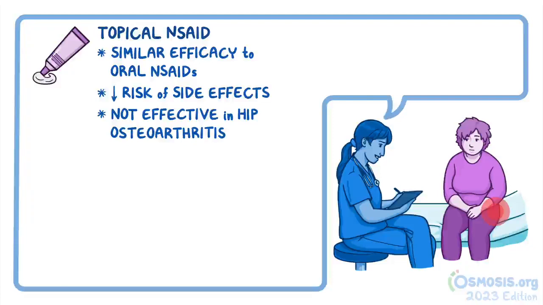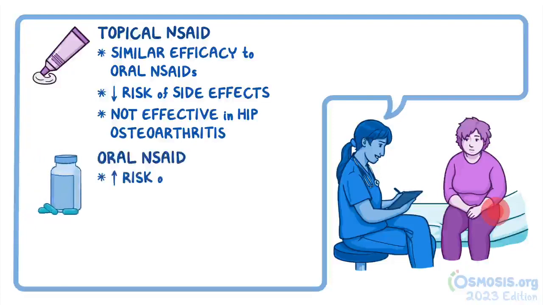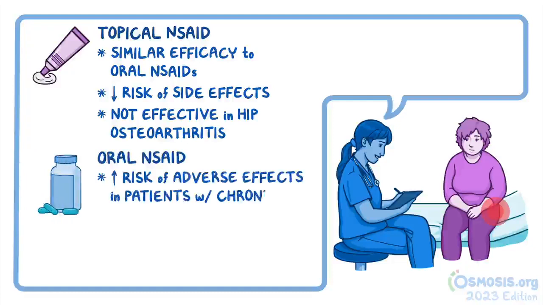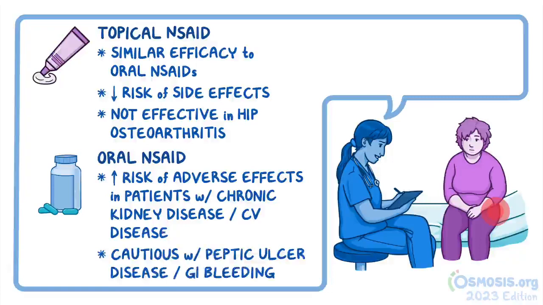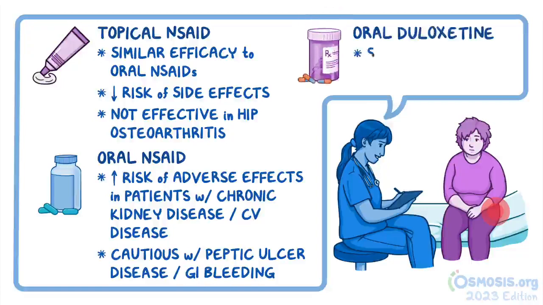So in this case, your patient can try oral NSAIDs. But remember, this has a higher risk of adverse effects in patients with chronic kidney disease or cardiovascular disease. In addition, be cautious in using NSAIDs in patients with peptic ulcer disease or a history of GI bleeding, as NSAIDs can worsen these conditions. Finally, another option is oral duloxetine, which is a serotonin reuptake inhibitor.